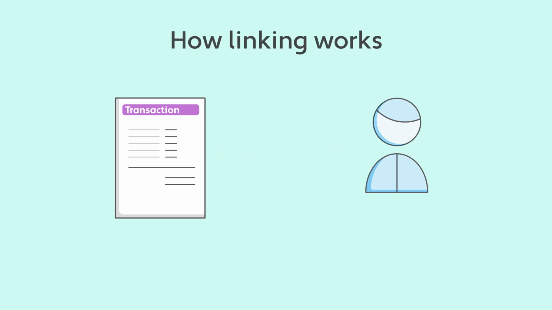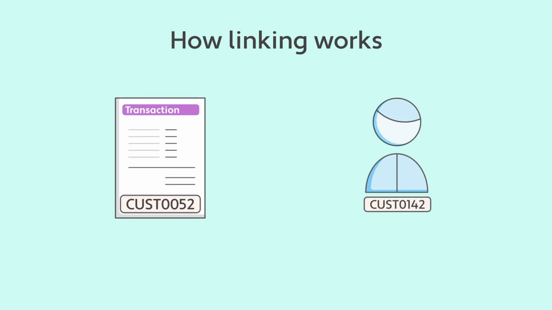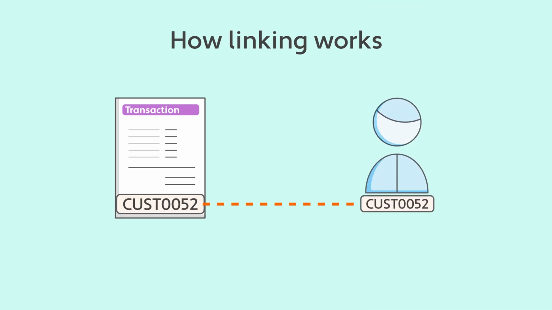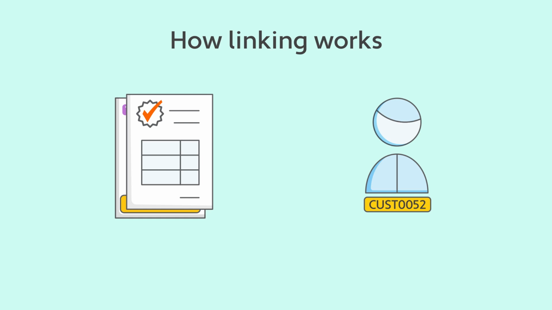Here's how linking works. When your business application sends us a transaction, it includes a customer code. We check if the customer code matches a customer in your Avalara account. If the code matches an existing customer, and you have a valid exemption certificate for that customer, we apply the exemption to the transaction.